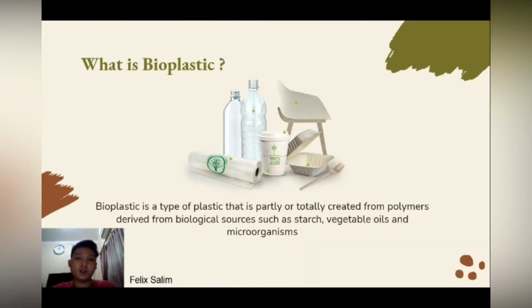So what is bioplastic? Bioplastic is a type of plastic that is partly or totally created from polymers derived from biological sources, such as starch, vegetable oil, and product of microorganisms. So this bioplastic can be produced by extracting polymers like polyhydroxyalkanoates (PHA) and polyhydroxybutyrate (PHB) from microorganisms like bacteria.